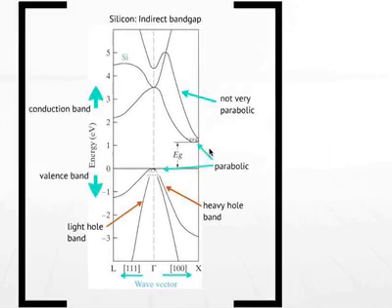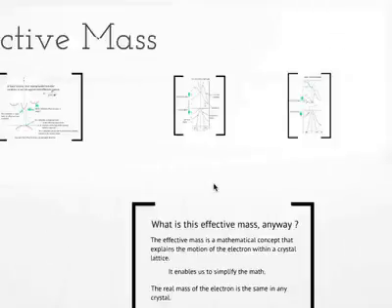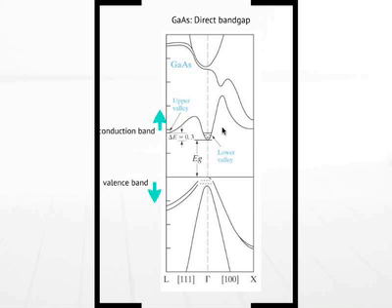Okay? So in gallium arsenide, the equivalent thing happens as well. Again, we have a conduction band, we have a valence band. In this case, of course, it's a direct band gap semiconductor, so the bottom of the conduction band corresponds to the top of the valence band. Now, the same sort of things can be said here. As you go up in energy, it's no longer parabolic.